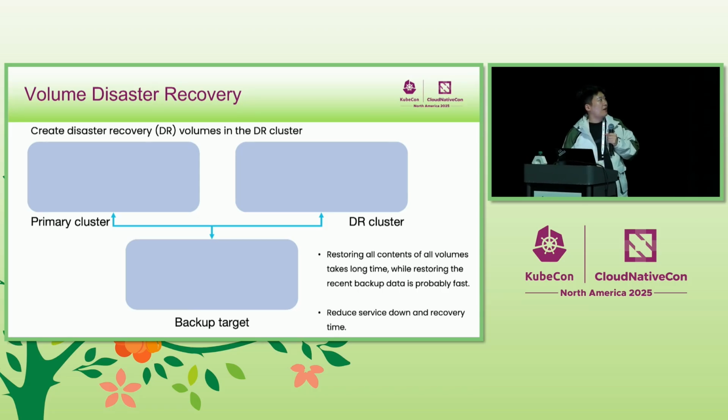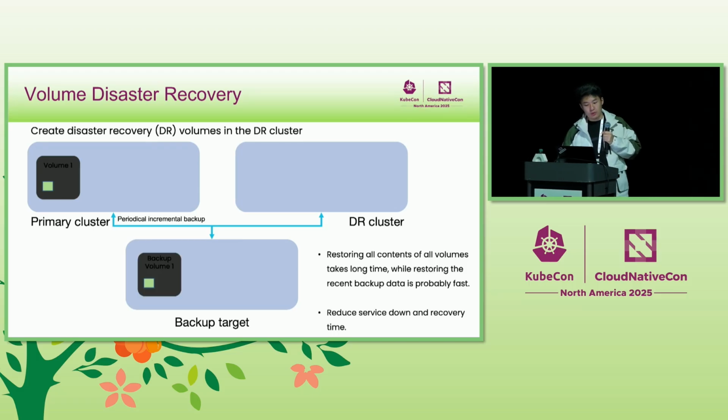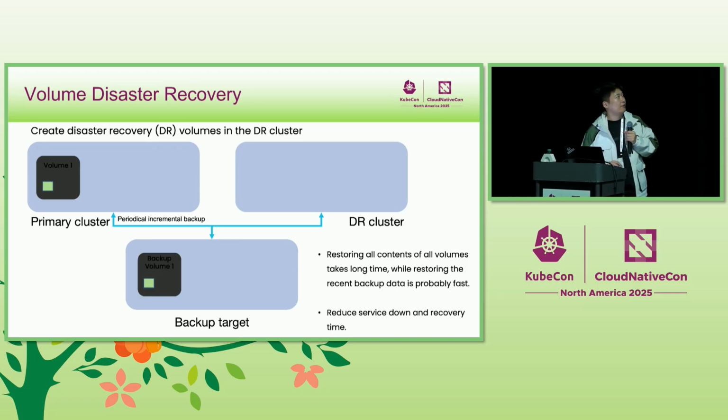feature. Let's say we have a primary cluster which runs our current application and service, and the application service uses a Longhorn volume for data storage. First, we can deploy a remote backup target that will periodically back up the latest data for the corresponding volumes.